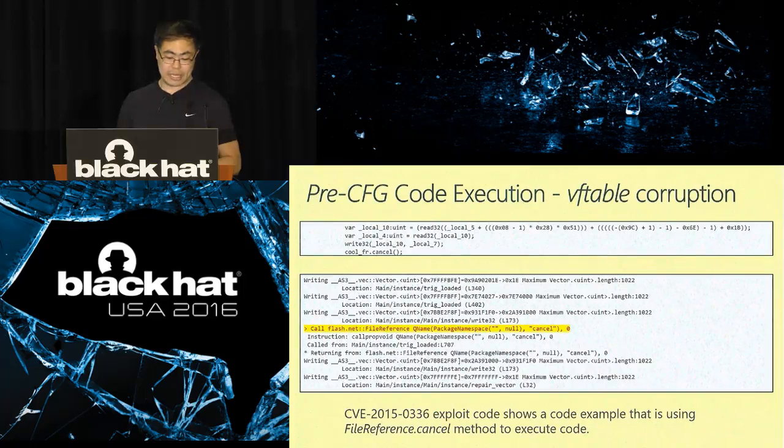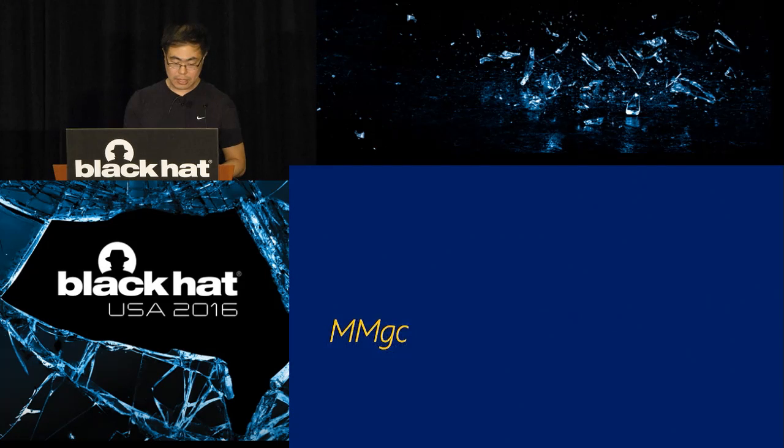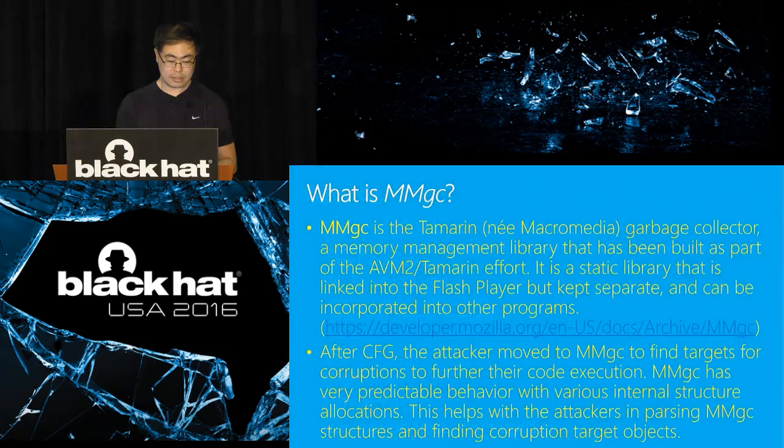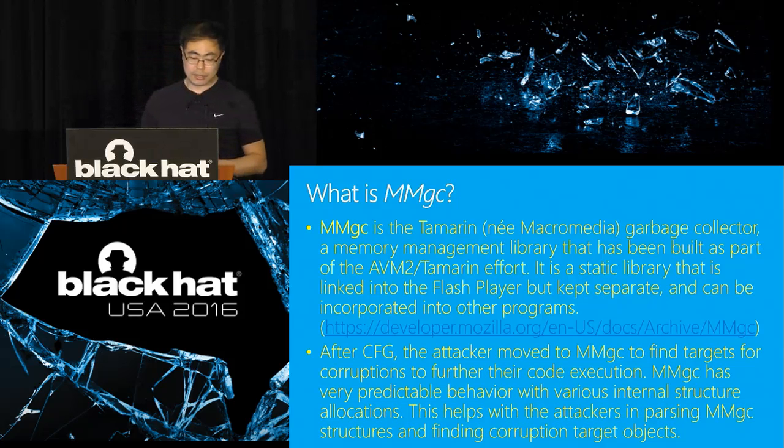When the cancel method is called, the control flow will jump to shellcode. So the exploit is very concise and very effective. It works very well. But after CFG, all these very simple tricks don't work anymore. After Adobe introduced CFG in 2015, we observed very interesting techniques coming back, something like MMgc abuse.